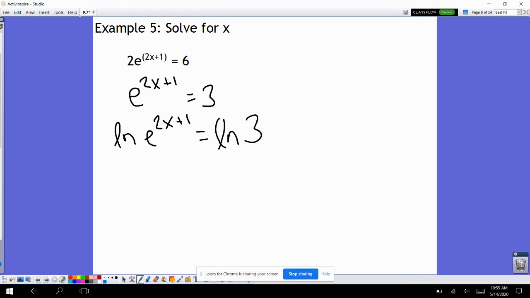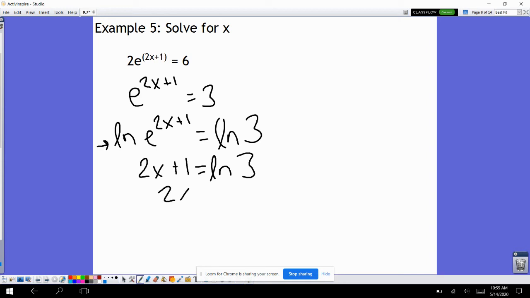So our left-hand side, the natural log of e to the 2x plus 1, because the natural log and e are inverses, it's going to leave us with that exponent, 2x plus 1, is equal to the natural log of 3. We applied our logarithmic property of equality, and we simplified. And now we just need to solve for x.